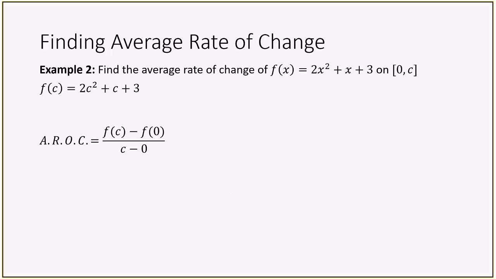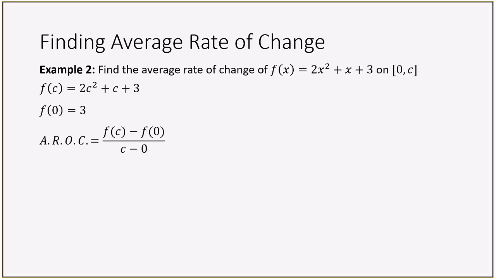So I get this result, f of c is equal to 2c squared plus c plus 3. And f of 0, that's pretty easy to find. I plug in 0 everywhere there's an x in my function. I'm left with 3. 2 times 0 plus 3 is 3. So now I have all of my pieces to find my average rate of change. I have my f of c, I have my f of 0, and then I have my given interval.